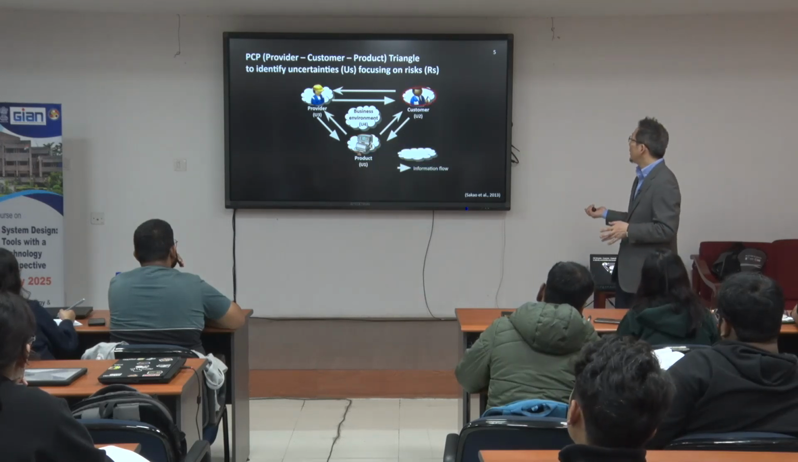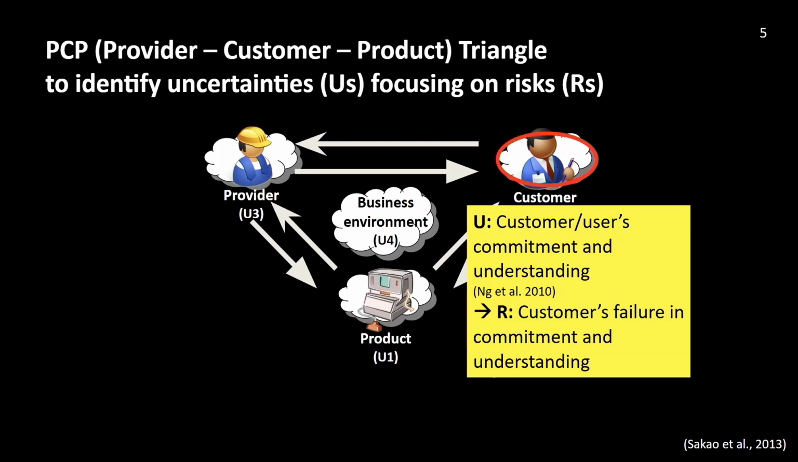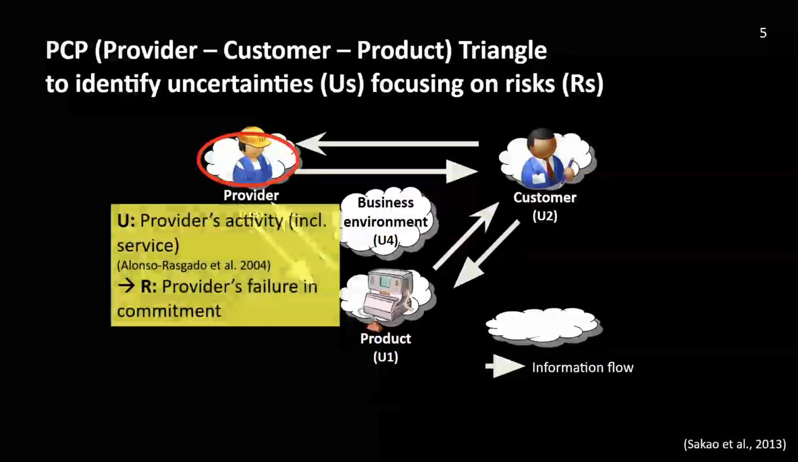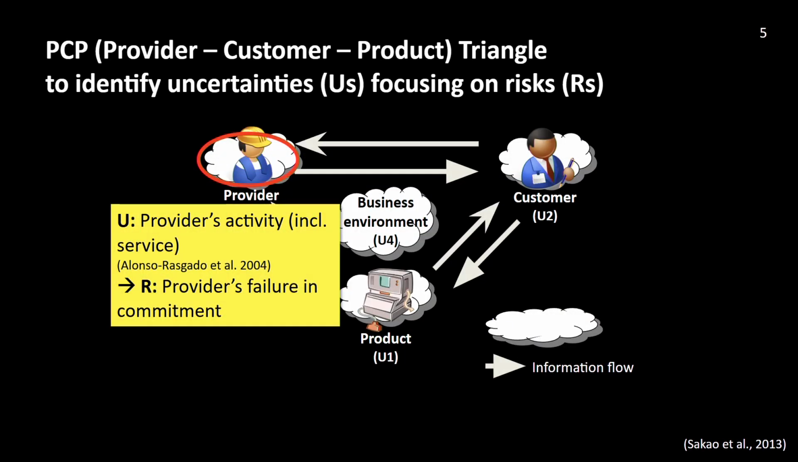And continuing with customer's uncertainty, it's possible that customers don't have a correct understanding of the PSS offering, and then a risk in this case is customer's failure in doing the customer's job. And when it comes to the provider, provider's own activity is also uncertain, and risk from that uncertainty is provider's failure in doing a specific job.